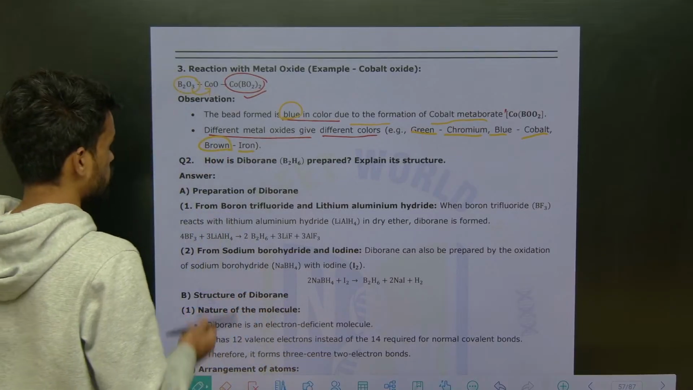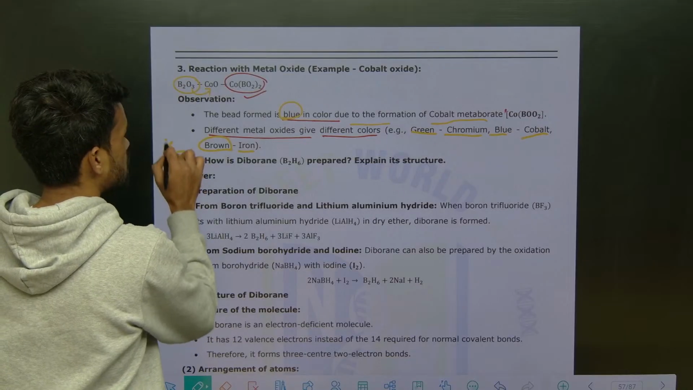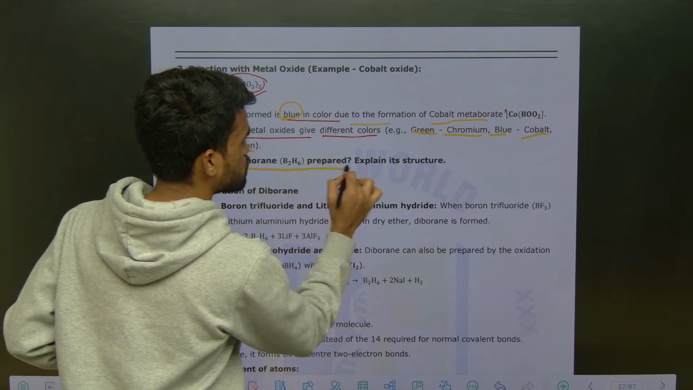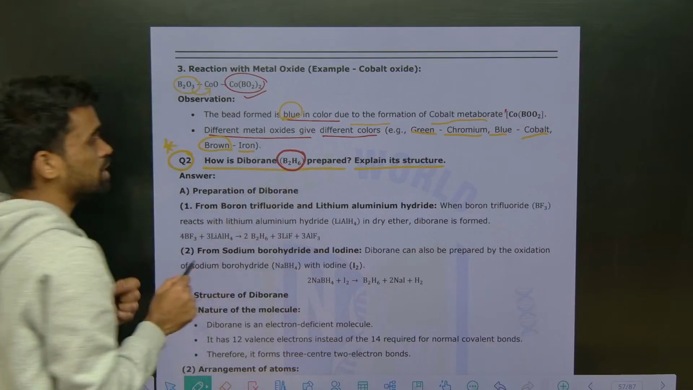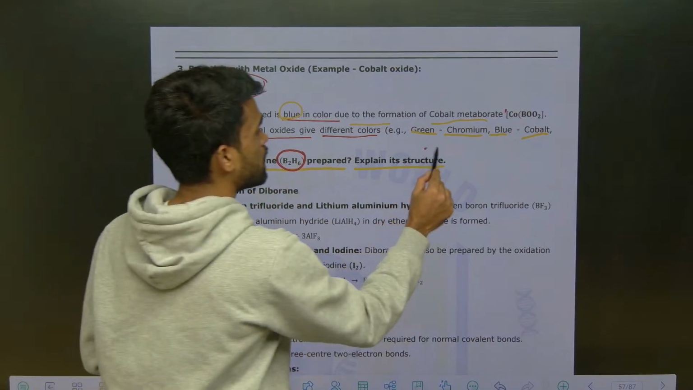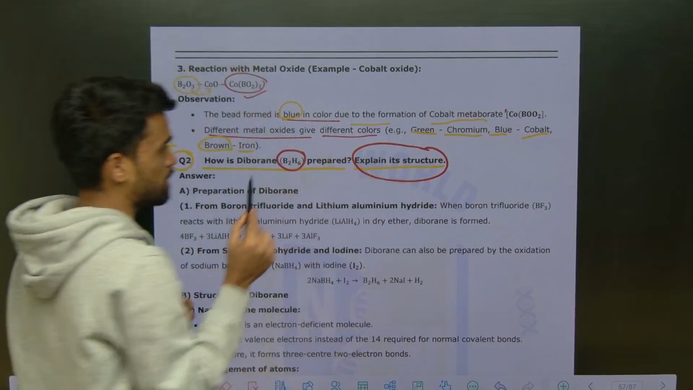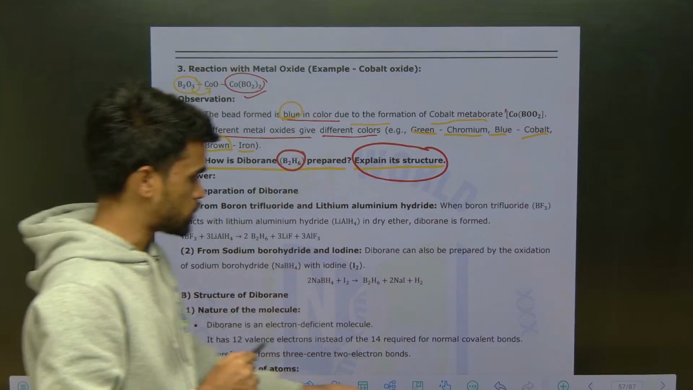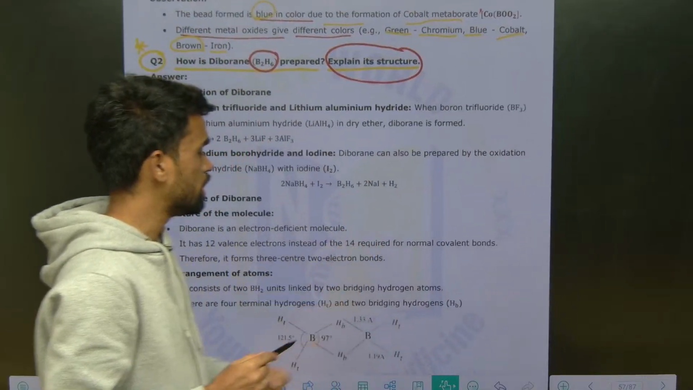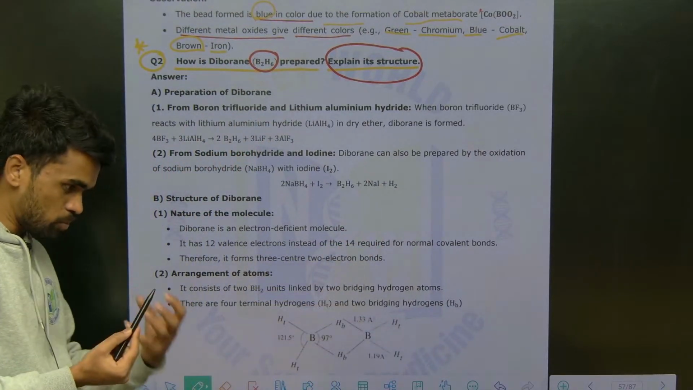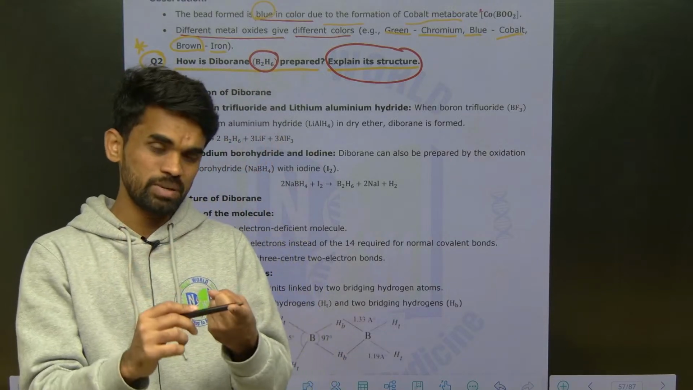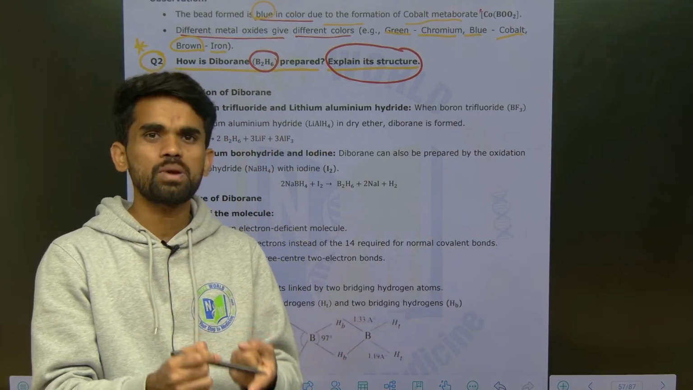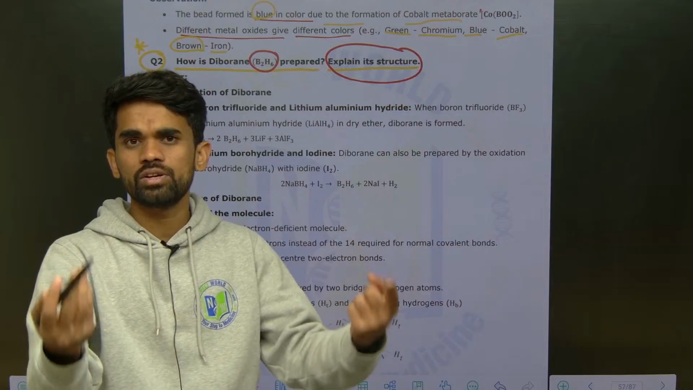The next question is: how is diborane prepared? What is the formula of diborane? First of all, B2H6. How is this B2H6 prepared? Explain its structure. We need to discuss its structure and preparation methods here. If you study one more point extra, it is useful for your EAP set: preparation methods, structure and its properties. These are the things you need to look for your EAP set.